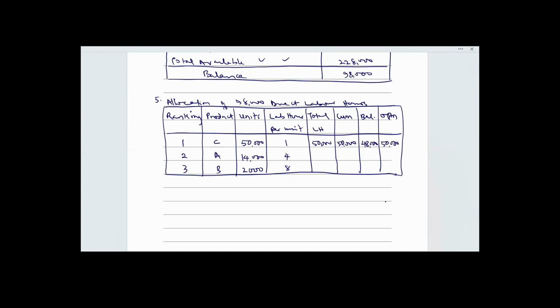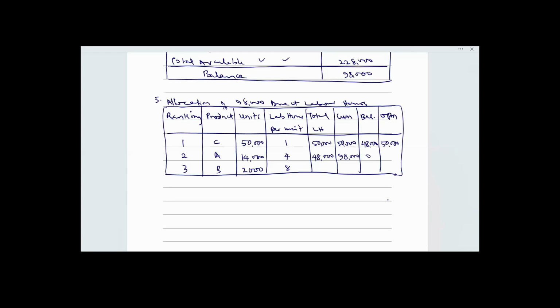All right. So the next highest ranking is product A. 14,000 multiplied by 4. What do you get? 56,000. We have a balance of 48,000. 48 cannot accommodate 56,000. Therefore, we have to restrict to what we have. What we have is 48,000. 48 plus 50 will give us 98,000. 98 minus 98 will give us 0.